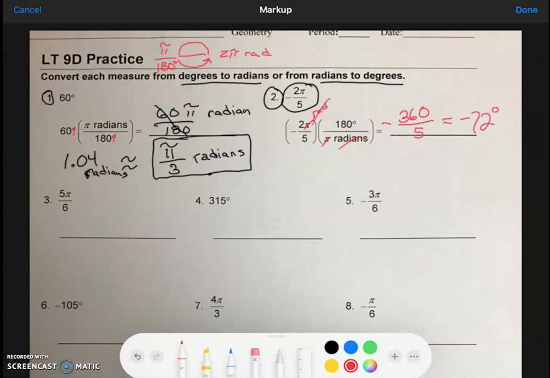We're not really going to go into what the negative is, but really it's just that a positive 72 is this way, a negative 72 is this way. Whoops, that would be negative 72 degrees. Not really worried about that in this math class. You'll see that in later classes. Okay, so that is how you turn radians into degrees. You use this formula, this ratio right here in blue.